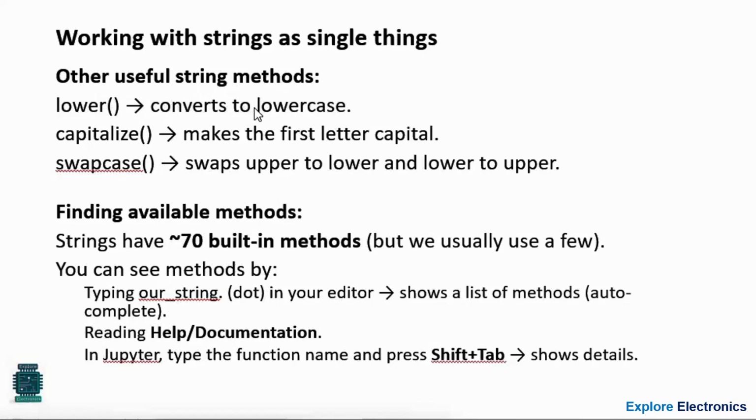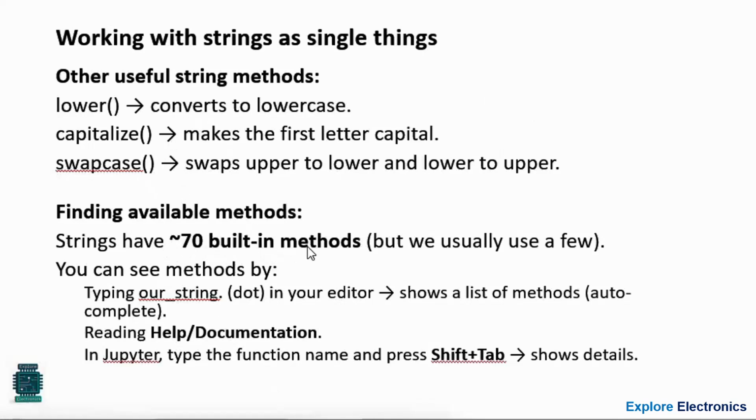Lower function converts to lowercase. If I take the string in uppercase, it will convert the string to lowercase. And capitalize will make only the first letter capital. Got it? This is the capitalize method we use to make only the first letter capital. Here swapcase swaps upper to lower and lower to upper. If the string is uppercase, then it will convert to lower. If it is lowercase, it will convert to upper. In this case, we use swapcase.